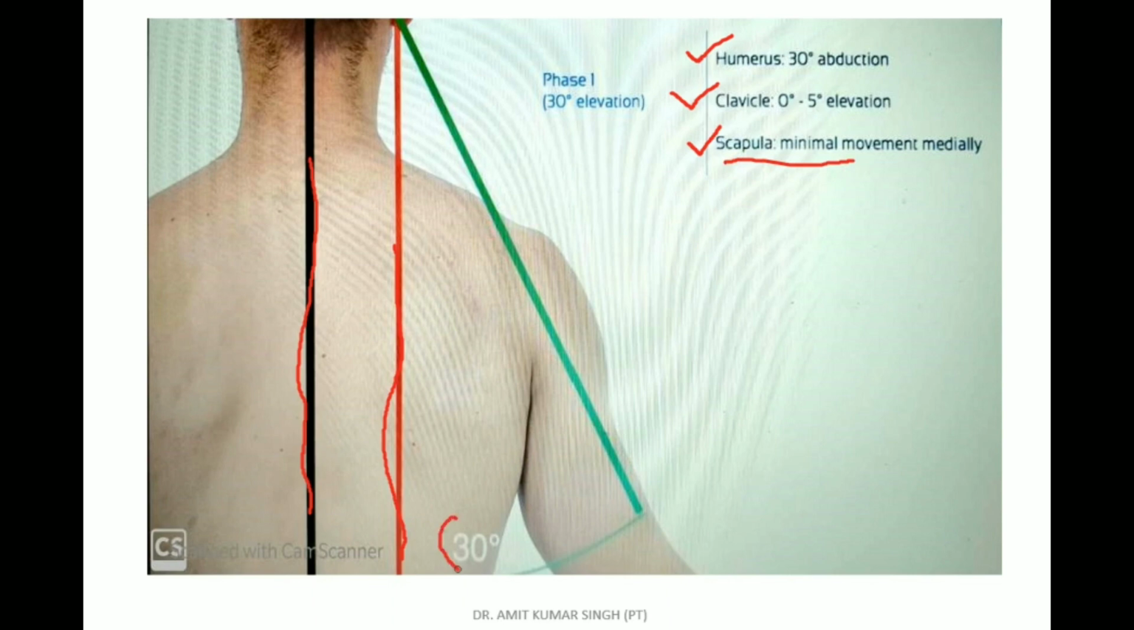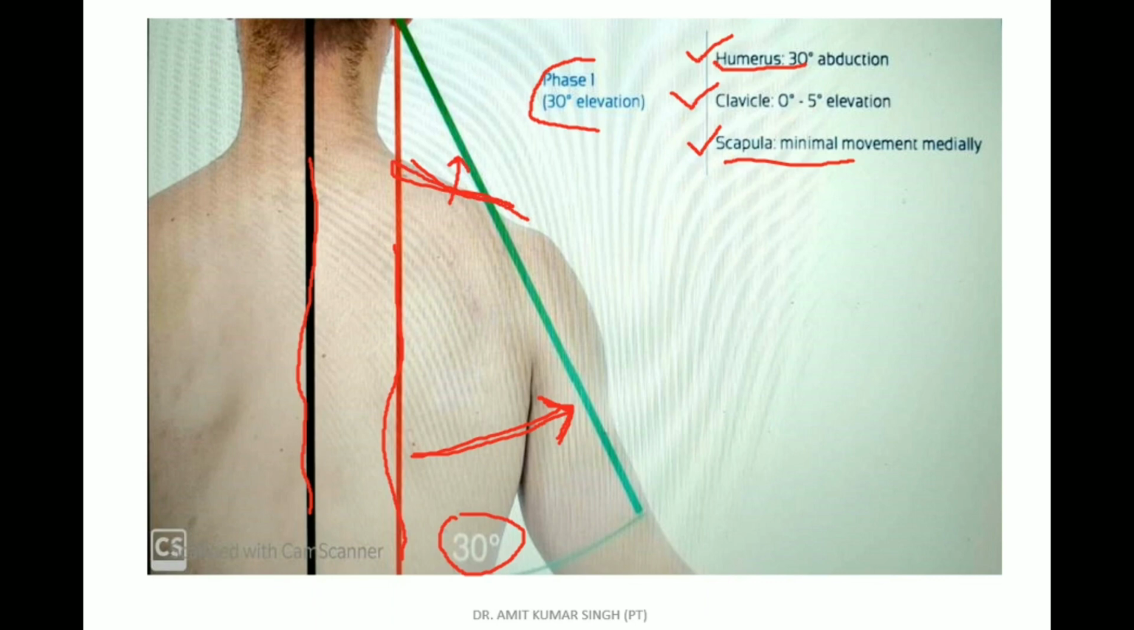You can see the range here: we have achieved 30 degrees when we started doing our abduction, elevation movement. So in the first range, the early range or setting phase, we are going to get 30 degrees of elevation abduction, contributed by the humerus. And around the clavicle, we will see 0 to 5 degrees of elevation movement. So this is all about phase 1.